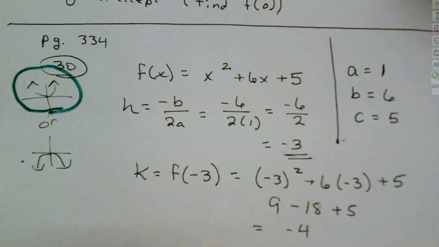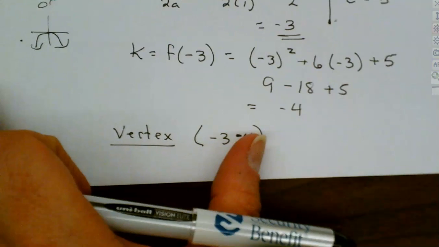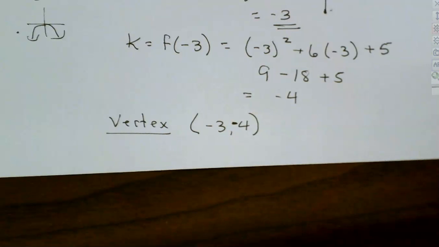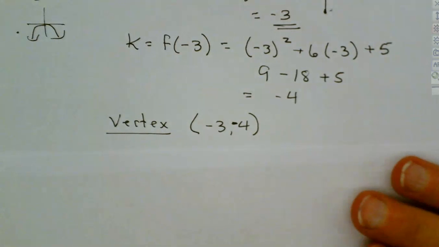So we now know our vertex, which is minus 3, minus 4, right? Okay, so there's your vertex. Is everyone okay with that? Right? We've done numerous ones of these. Now, if we want to graph this to get an accurate picture, we really need to find our intercepts if we have them. So let's go ahead now and try to find our intercepts.